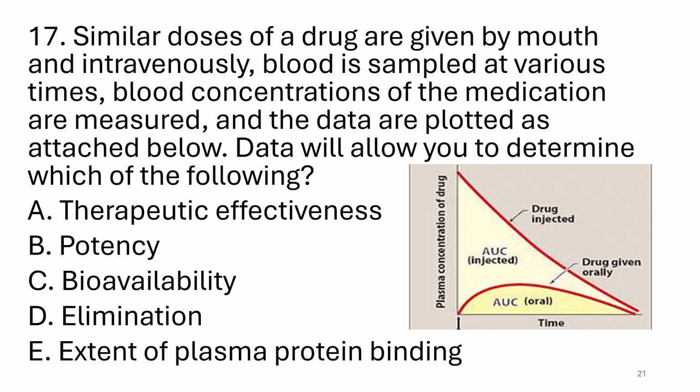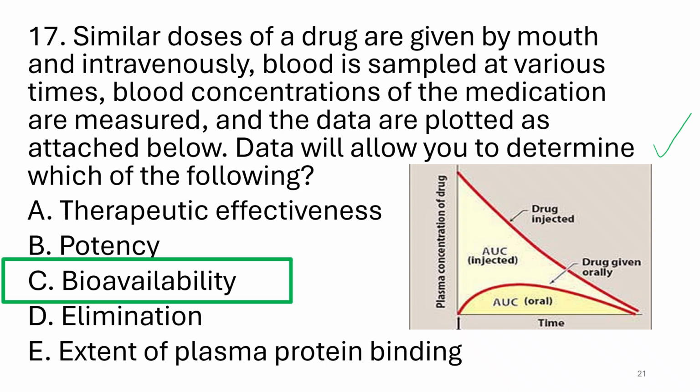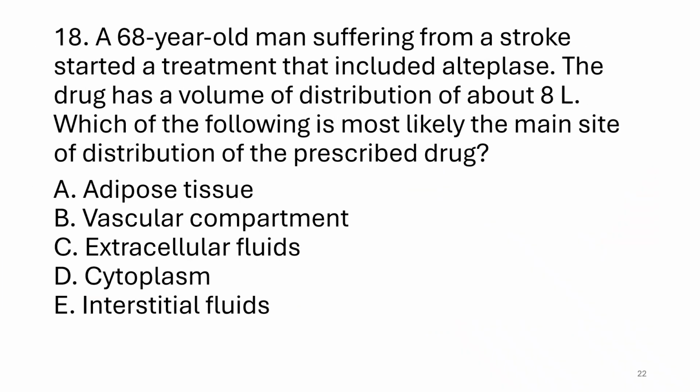Question number 17. A similar dose of drug is given by mouth and intravenously. The blood is sampled at various times. The blood concentrations of the medication are measured and the data are plotted below. The data will allow you to determine which of the following. So by looking at this graph, which pharmacokinetic or pharmacodynamic parameter can you identify? That is the bioavailability. When you give the intravenous route, you have 100% bioavailability compared to other routes of drug administration.